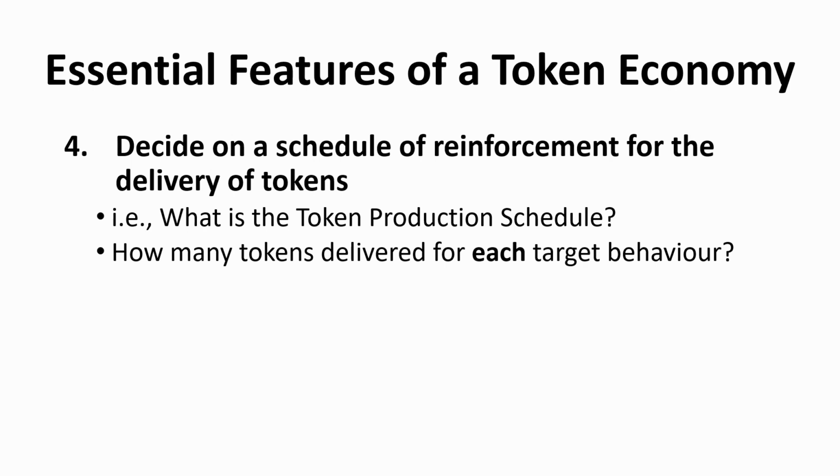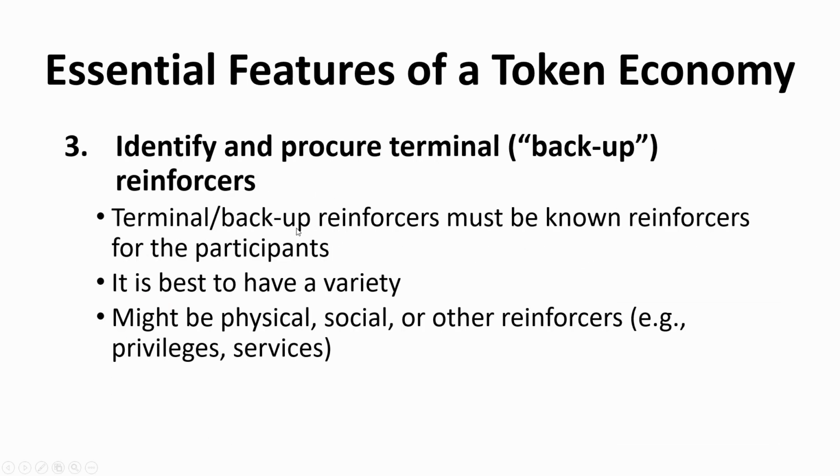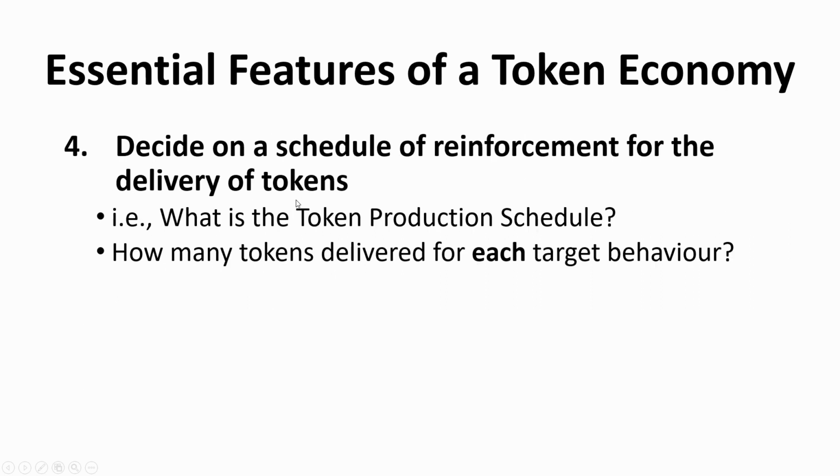All right, so once you've decided on your behaviors and the tokens you're going to use, and your backup reinforcers that the tokens can be redeemed to, or the tokens can be turned in to earn, we should then decide on a schedule of reinforcement for the delivery of the tokens. Basically, we're asking, what is our token production schedule? How many tokens can the participants earn for each target behavior?